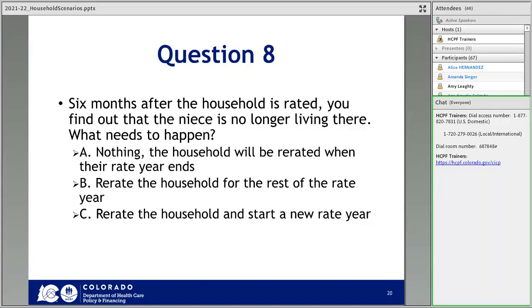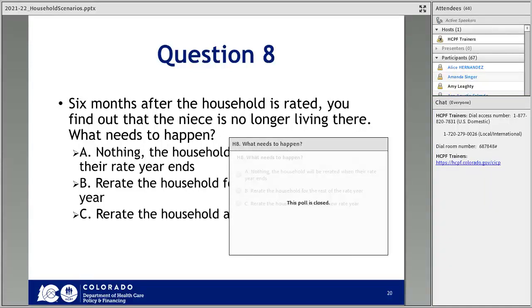Okay, so 6 months after the household is rated, you find out that the niece is no longer living there. What needs to happen now? Nothing. The household will be re-rated when their rate year ends. Should you re-rate the household for the rest of the year? Or should you re-rate the household and start a new rate year?